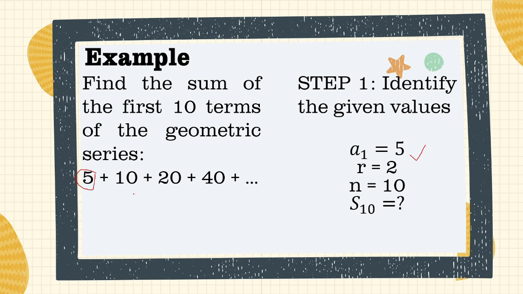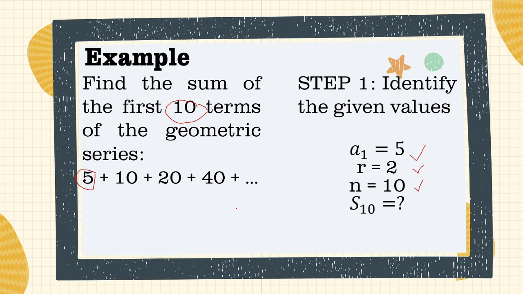20 divided by 10, 2. 40 divided by 20, 2. Or 5 times 2, 10. 10 times 2, 20. 20 times 2 is 40. So on and so forth. So we have here 2. Next, n is equal to 10. Where did we get number 10? Here. Because we are getting the 10th term. So n is equal to 10.